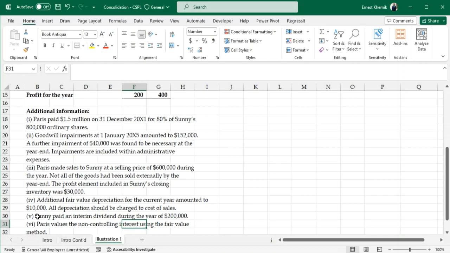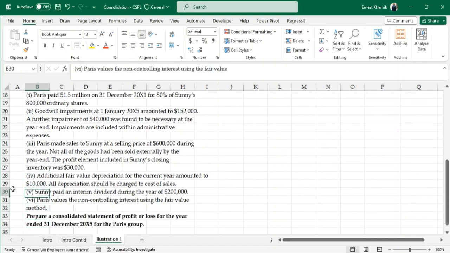The profit element included in Sunny's closing inventory was, so in this third piece of information, we can see intra-group trading as well as provision for unrealized profits on unsold inventory. We are going to look at that and see how that plays out within the consolidated statement of profit or loss. The fourth information says that additional fair value depreciation amounted to $10,000. All depreciation should be charged to cost of sales.